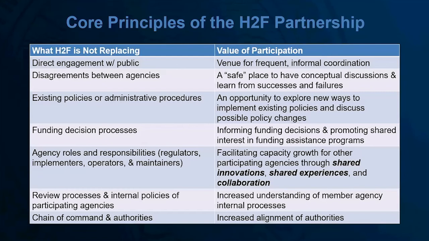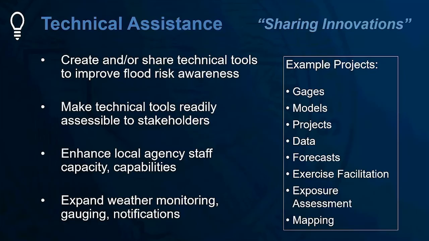So if we move on to the next slide, I'm going to walk through our three cornerstones. Technical assistance. This is really about sharing innovations. Some examples of that is creating or sharing technical tools that we use to improve our flood risk awareness, making those technical tools readily accessible to stakeholders, enhancing the local agency capacity and capabilities, and expanding weather monitoring, gauging, notifications.